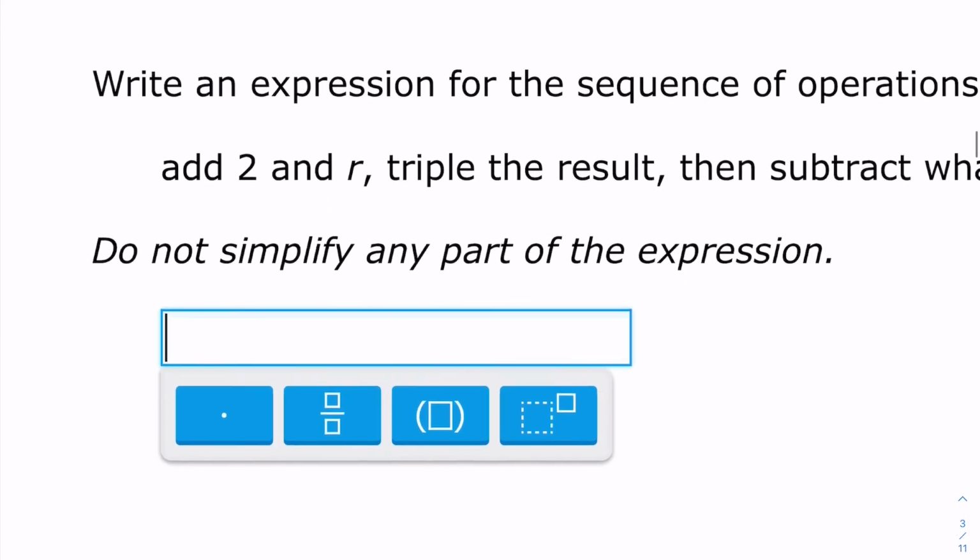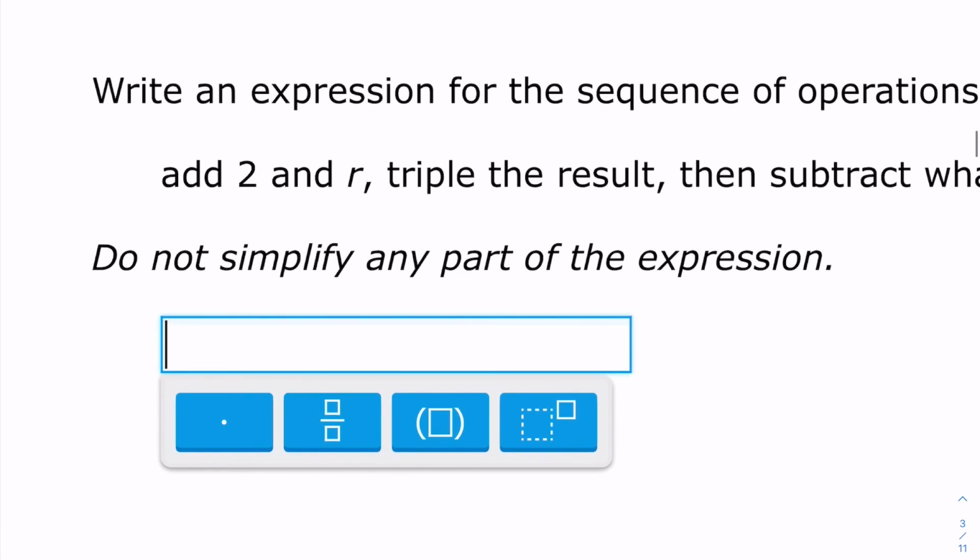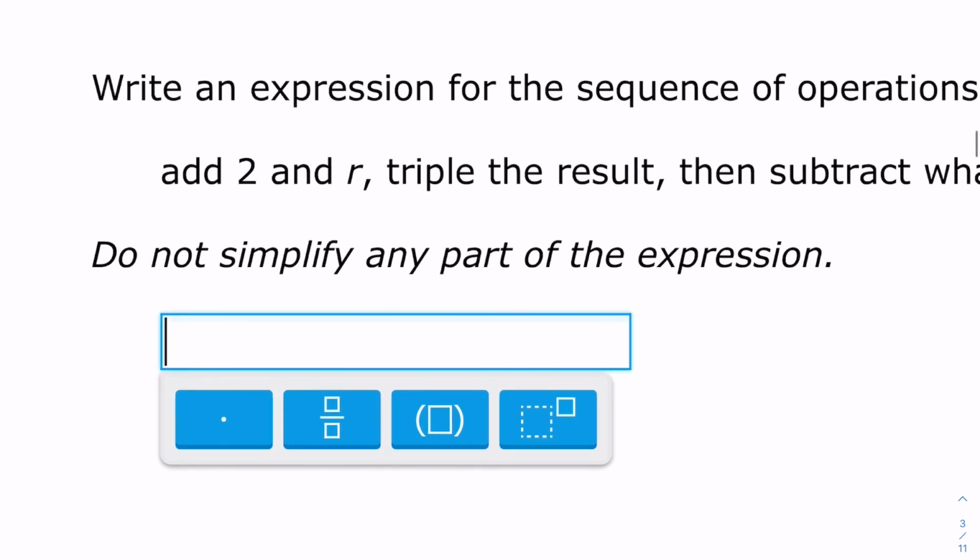Okay, the next one. Add 2 and r. Oh, this is the last one actually. Add 2 and r.